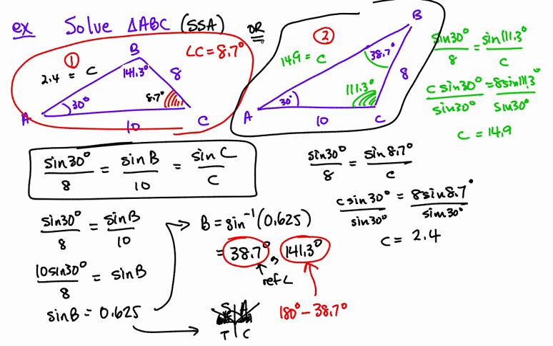This is known as the ambiguous case of the sine law. It's ambiguous because I don't know which triangle I'm supposed to solve for, so I have to solve for both triangles. Okay, we'll get some practice in class.